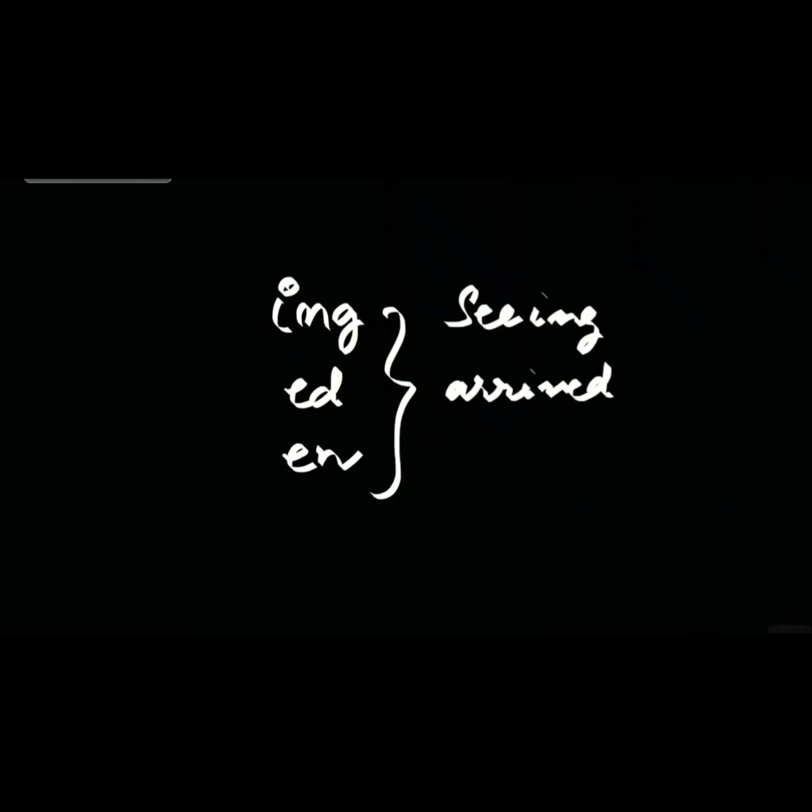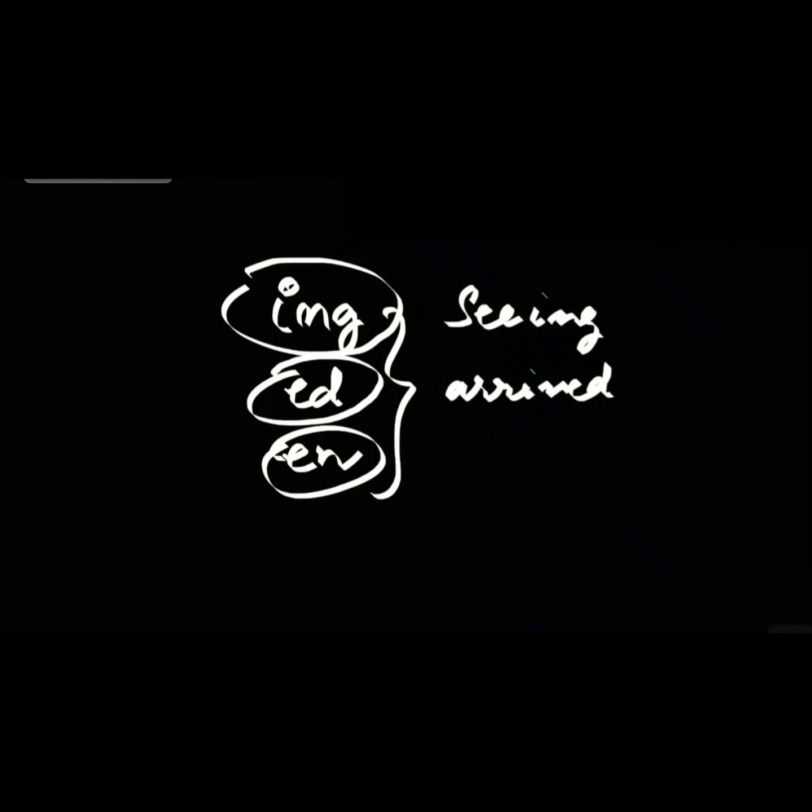So the verb form is the thing. The third form is the ed or en form. Verbs like seeing, arriving, coming, eating have the ing form. But the ed form and the en form are the third form of the verb. For example: see, saw, seen; arrive, arrived, arrived; take, taken.